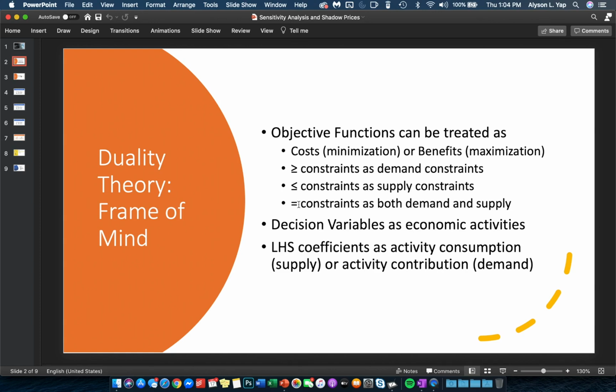Okay? Next, this frame of mind also requires us to see decision variables as some form of economic activity. These are activities that either produce some benefit, and that is why you are maximizing the benefit function, or this economic activity incurs some cost, and that is why we'd like to minimize the cost function. At the same time, the left-hand side coefficients of your constraints are seen as activity consumptions or activity contributions, depending on how the constraint is written.